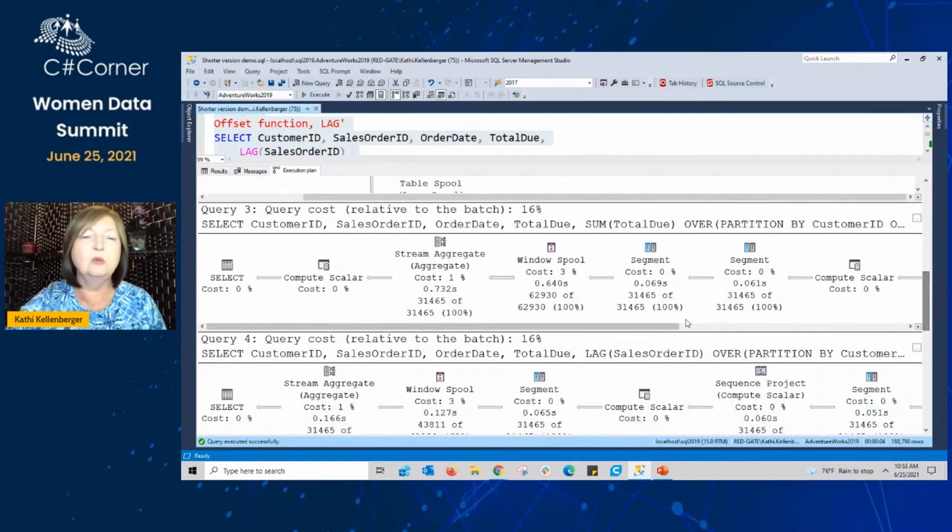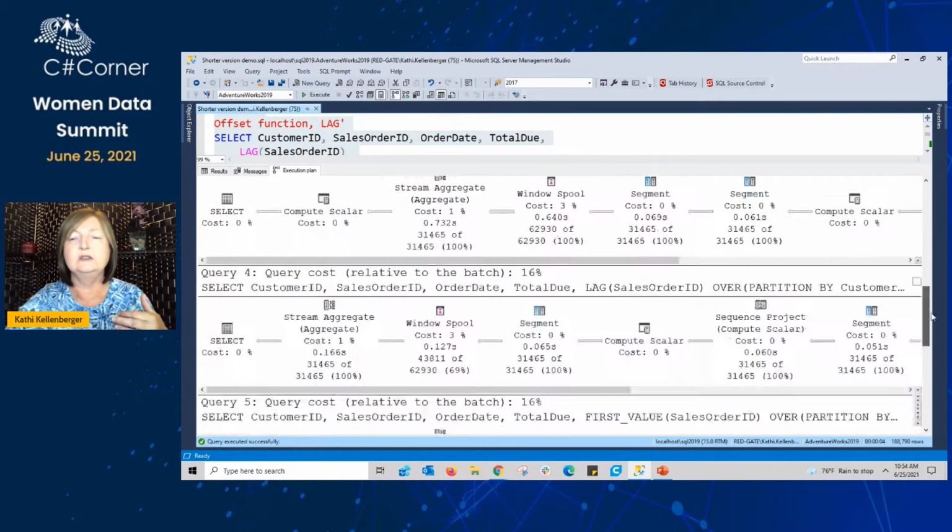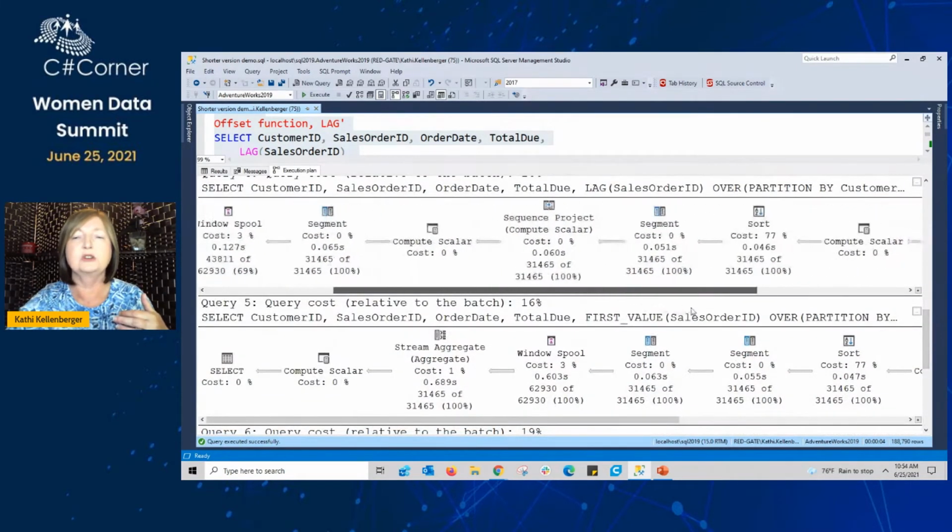I might see window spool. Window spool might be good. It might be bad, but the cost is always going to show low. So in some cases, it really isn't. And this is where you really get a lot of misinformation from the execution plan. But in all of these, the first thing we notice is that there is an expensive sort.